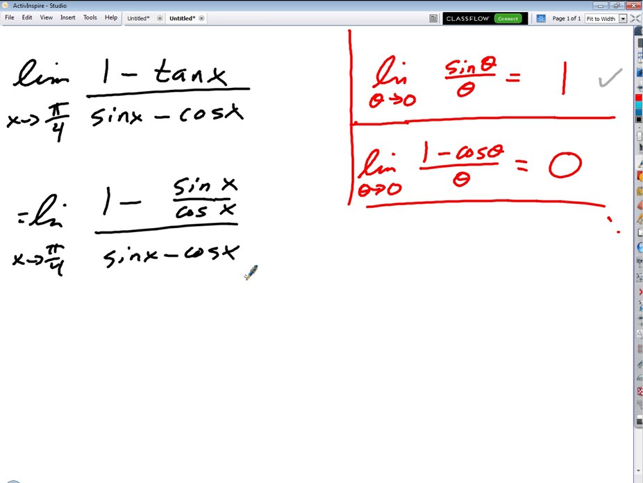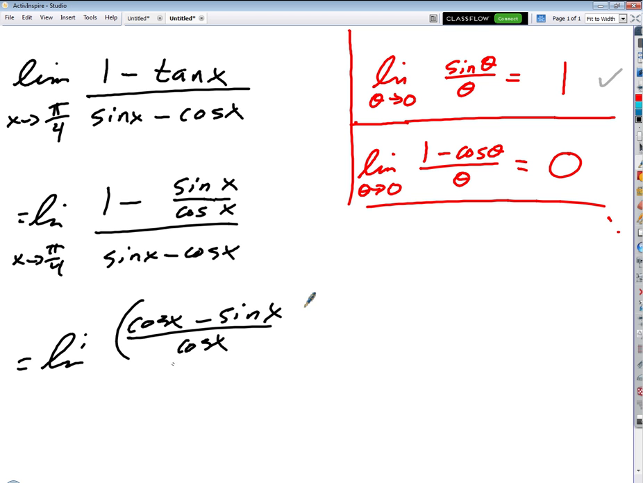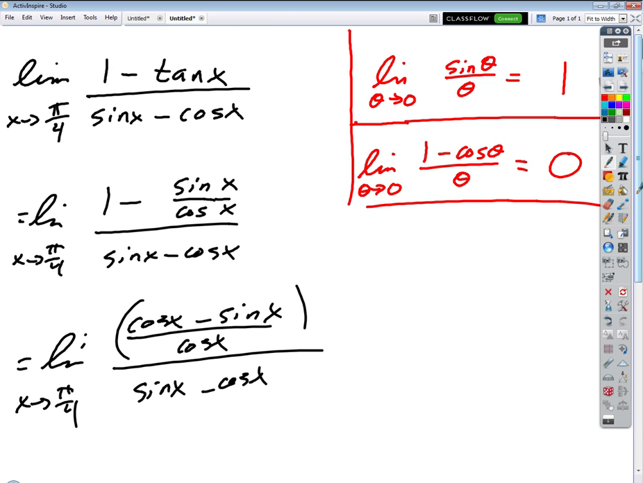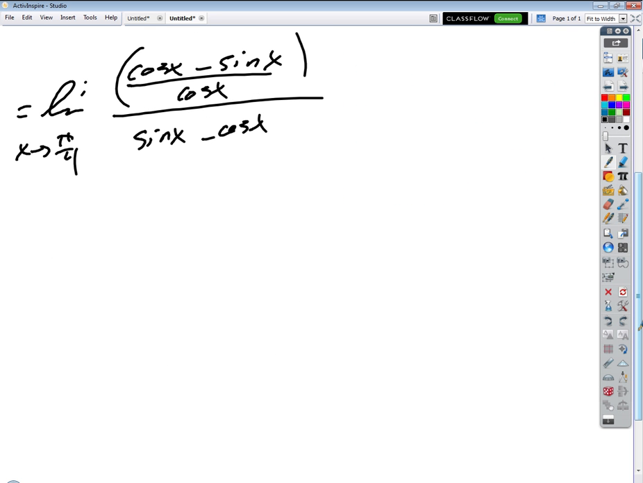So on the top, I've got to get a common denominator. What am I multiplying by here? Cosine over cosine. So I get limit of cosine x minus sine x over cosine x, all divided by sine x minus cosine x. Right?